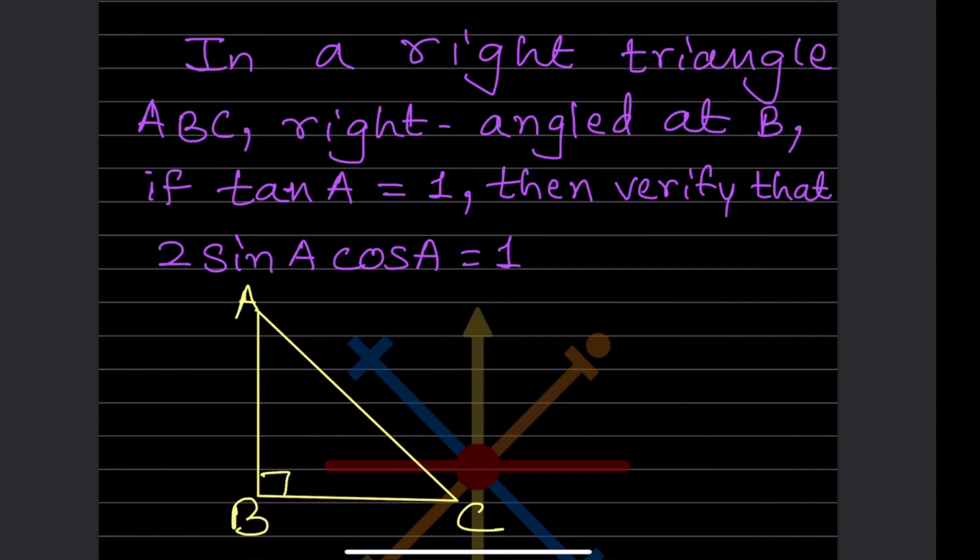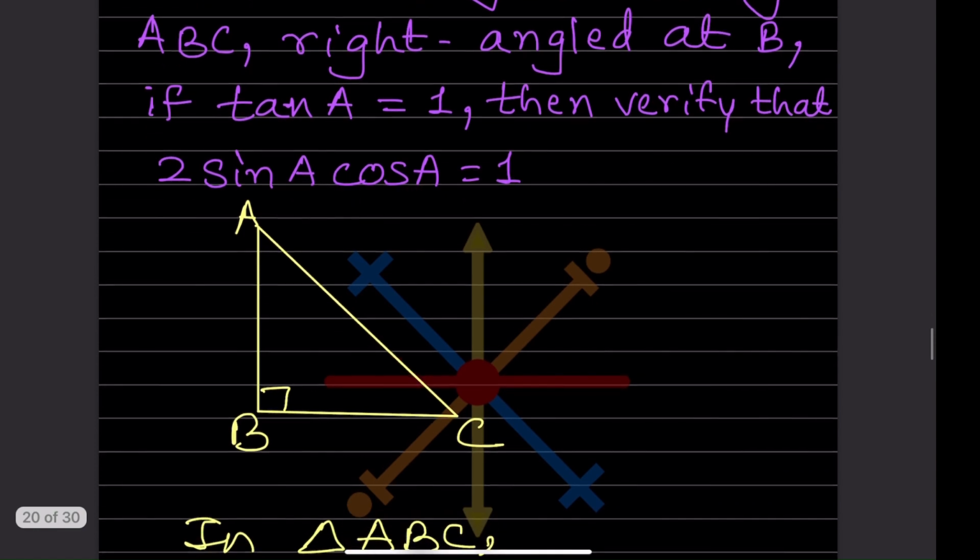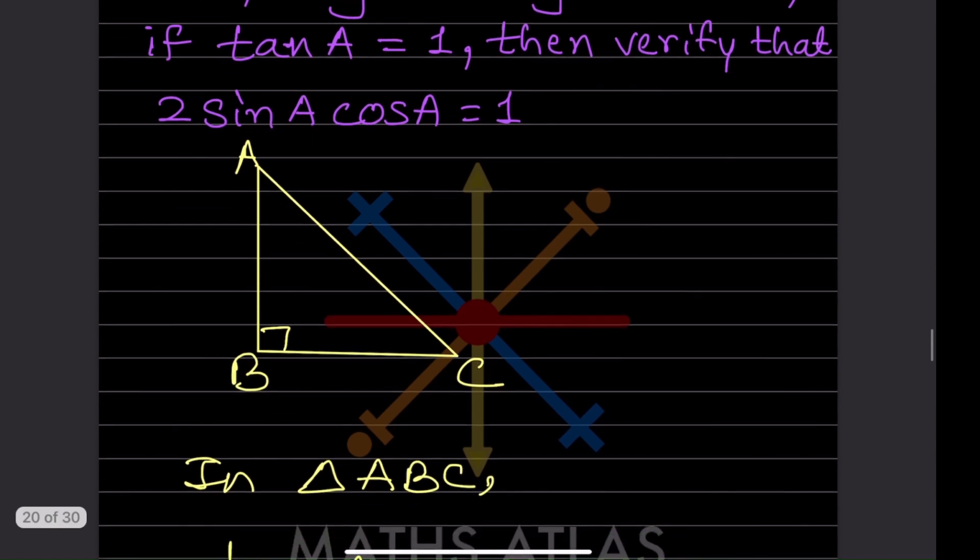So in the next one now, in a right triangle ABC, right angled at B, if tan A is 1, then verify that 2 sine A cos A is 1. So now it is right angled at B. I told you before, see here, there should be B, because the right angle should be here. So here should be B. So you can just write here A, B and C.